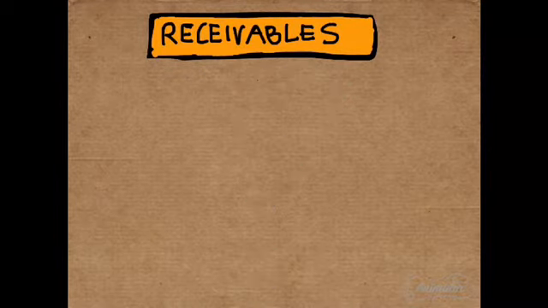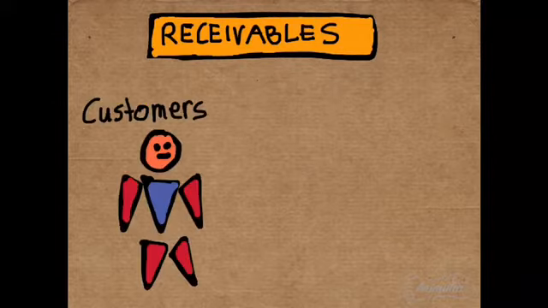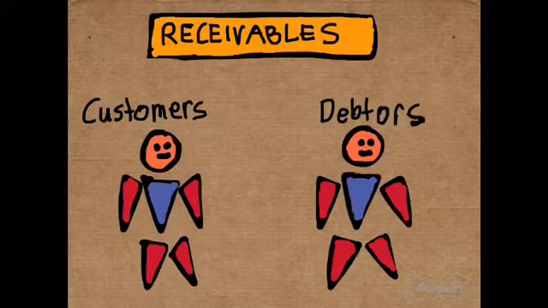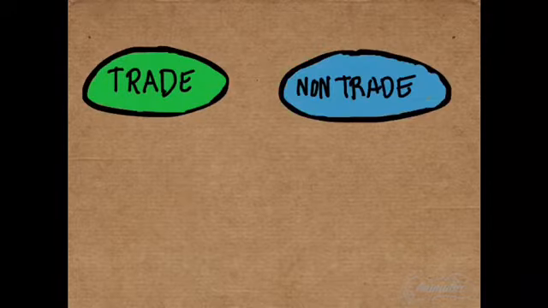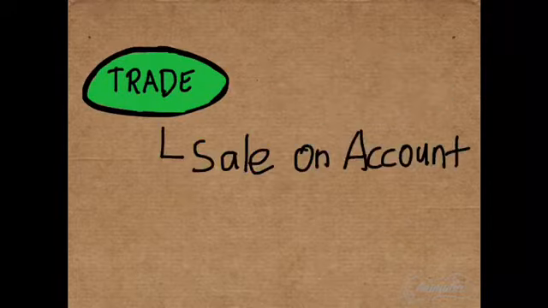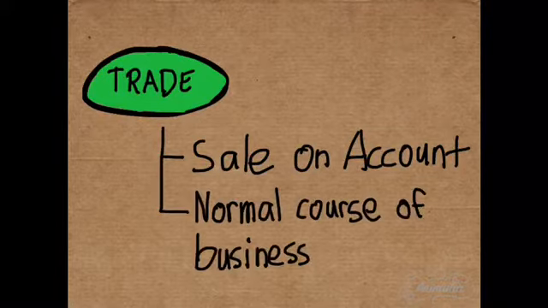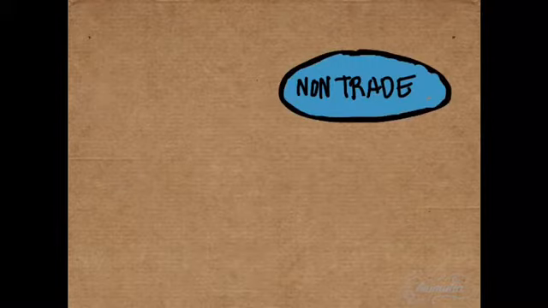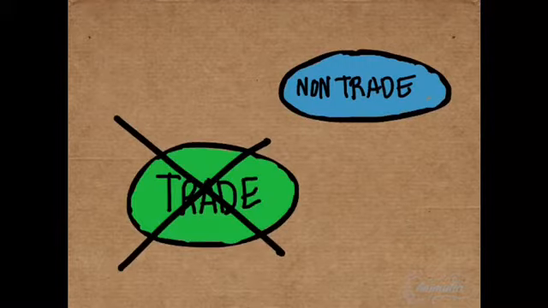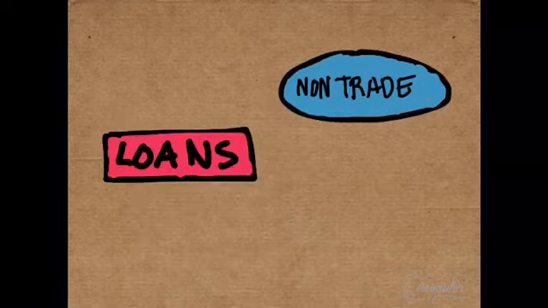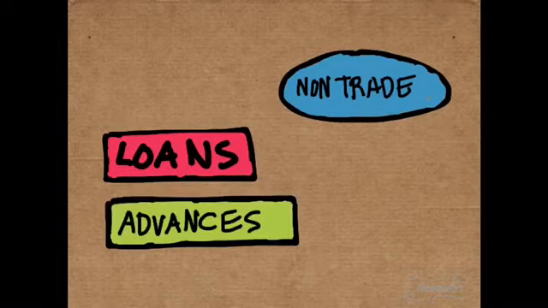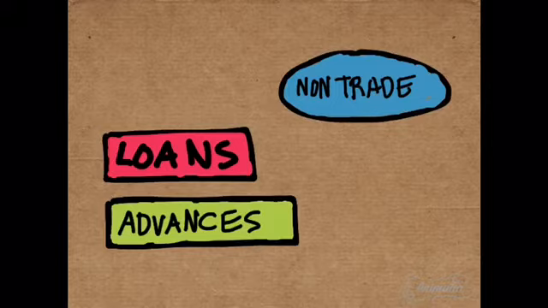A receivable is a legitimate claim that is expected to be settled by a receipt of cash from others, like the customers, the debtors, etc. Classify receivables as either trade receivables or non-trade receivables. A trade receivable is a sale on account of goods or services in the normal course of business, and non-trade receivables are the ones that don't fall into the definition of trade receivables, like loans to officers and employees, advances to affiliates, etc.